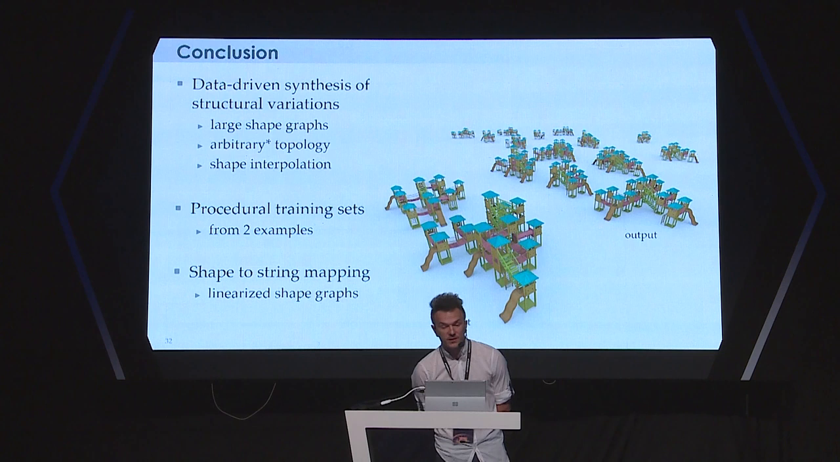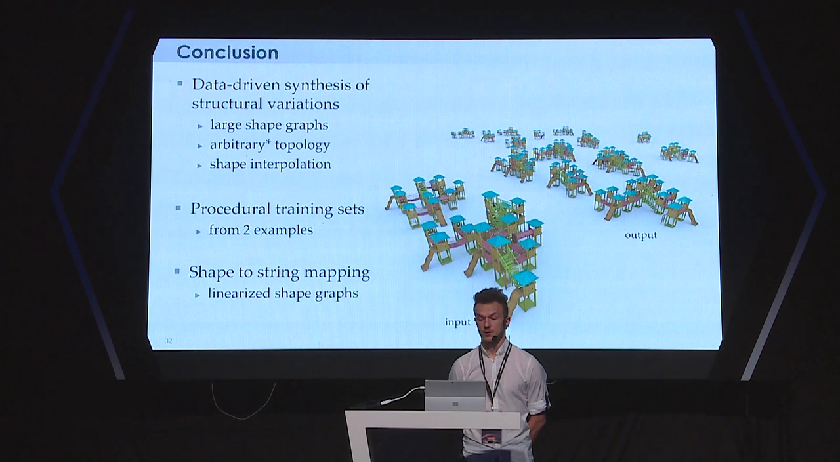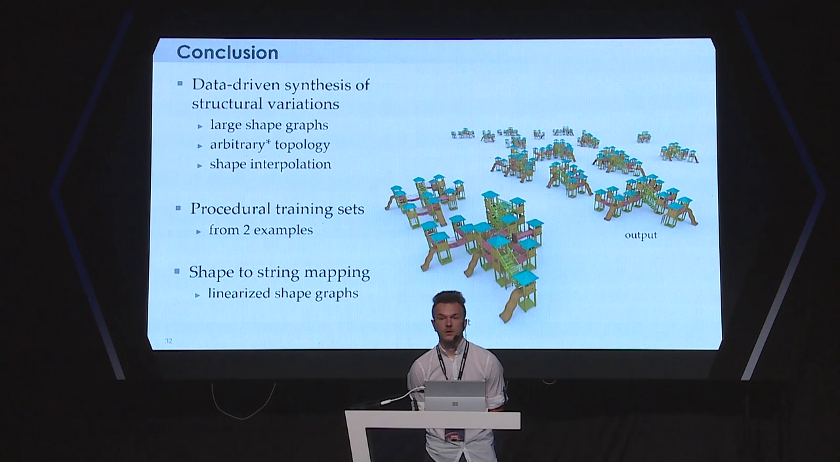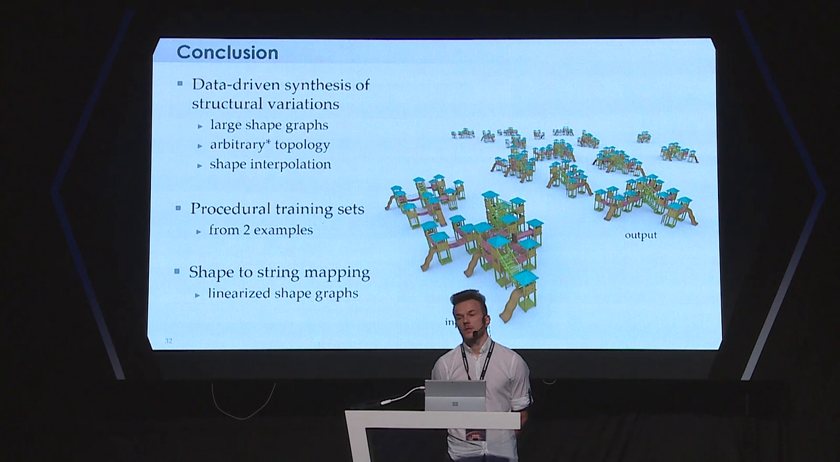The interesting parts, however, what sets this method apart from what is out there already, are the size and the complexity of the graphs and the structure of the shapes that we can generate. Other methods have other advantages. For example, they can morph the individual parts. We concentrated only on generating shapes with different topology and different size, and we managed to generate much larger shape graphs compared to what is out there.